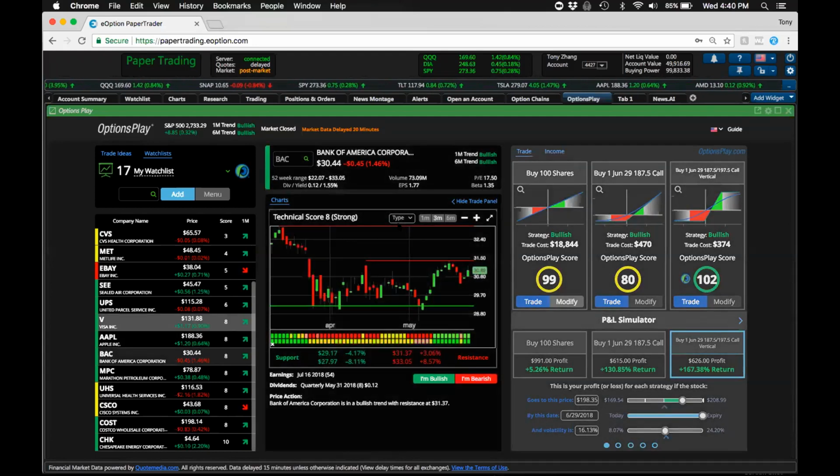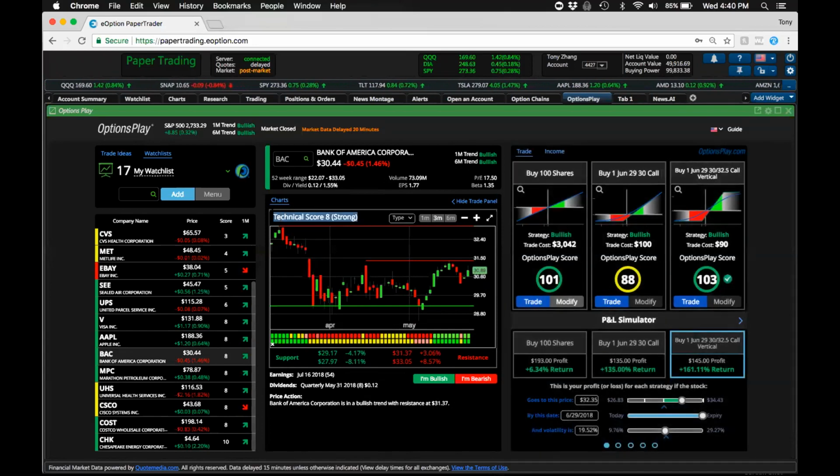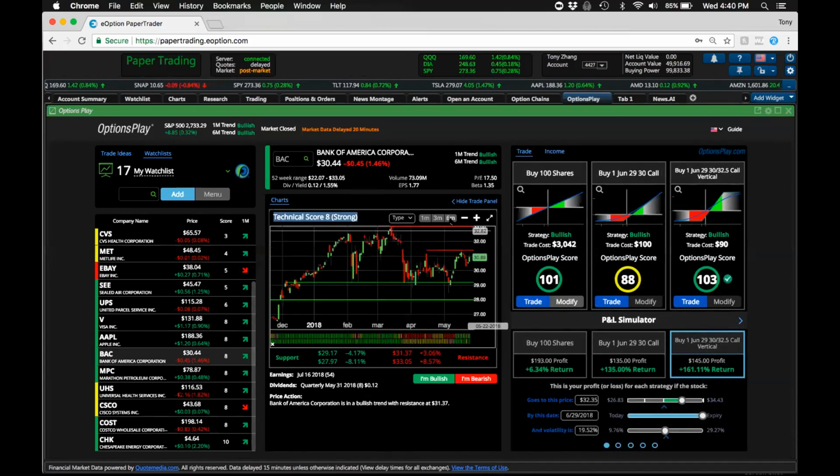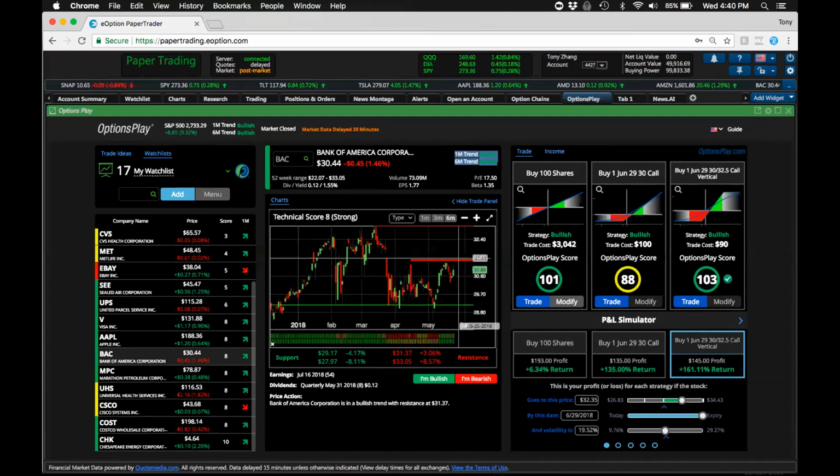Same thing with Bank of America. This is a financial stock. As you can see, a technical score of 8. This is telling me this is a stock that's outperforming the overall market. As you can see, this is doing a little better than the overall market. And the 1 month and 6 month trends are bullish.